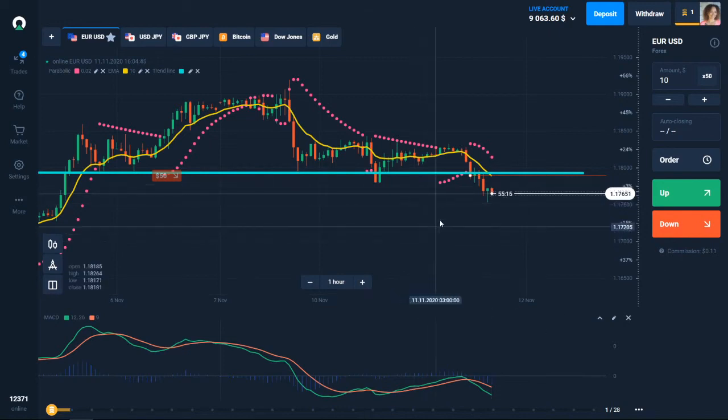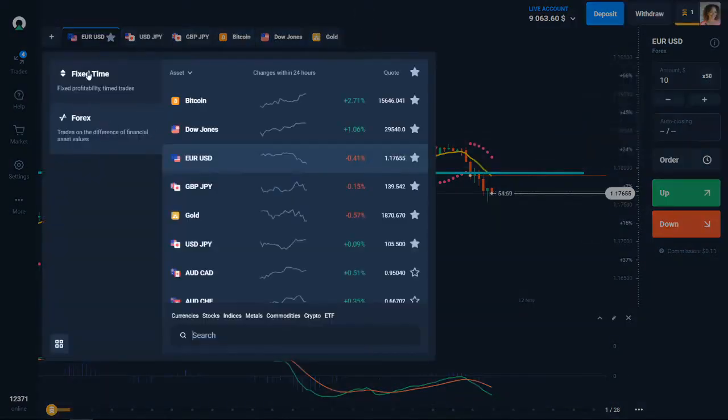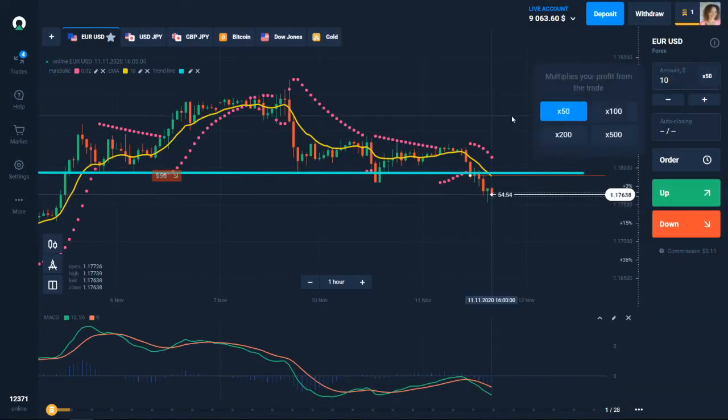So the multiplier. This is a financial service that allows you to increase the amount of your trade. The multiplier is available when you are trading on Forex. If you remember, right here is where you would switch between fixed time trade and Forex. So the multiplier is available on Forex. It is not available on FTT.